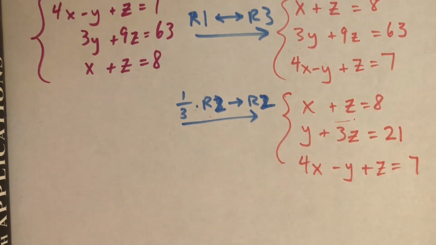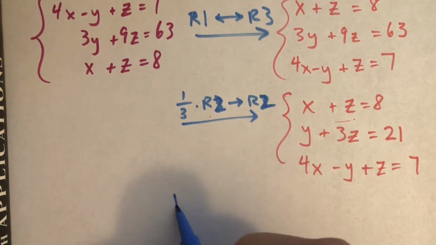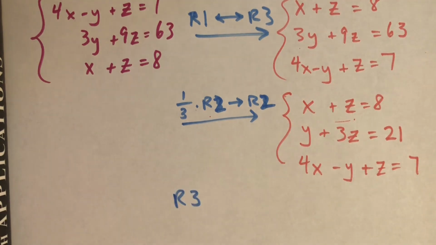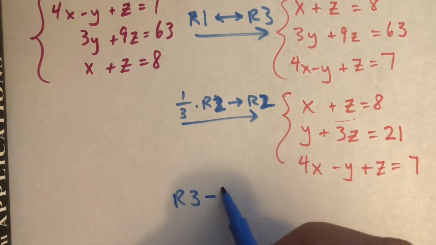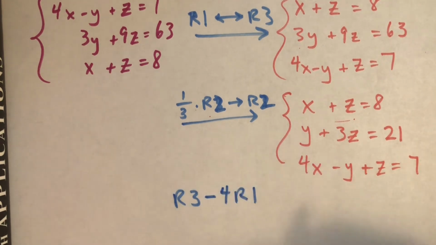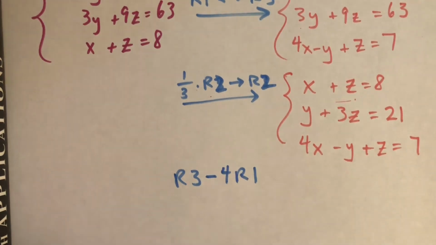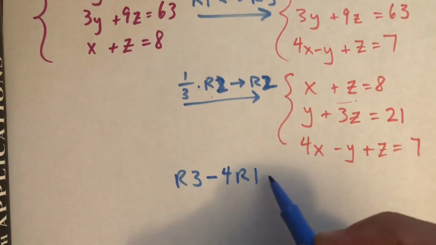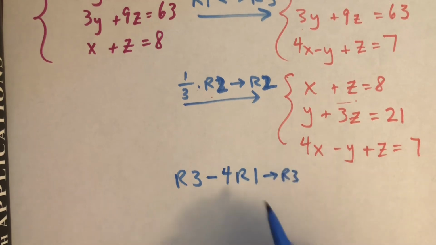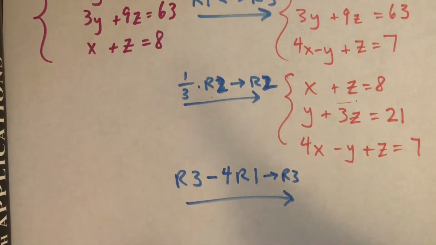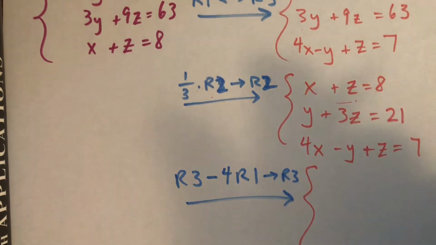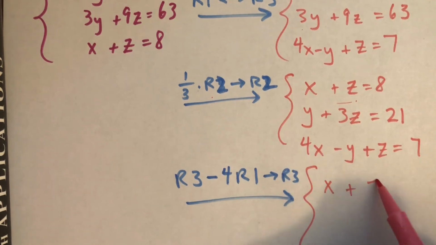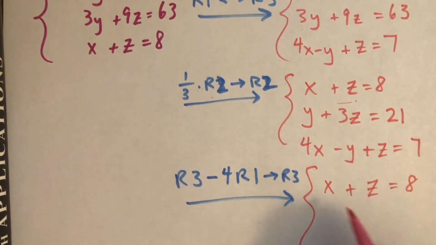So we can take now multiples of this one to get rid of that x. So if I take and I combine, I'm going to take row 3, and I'm going to subtract off 4 times row 1. So we're going to take 4 times row 1, and we're going to take that away from row 3, and I'm going to put that back in place of row 3. So rows 1 and 2, those aren't changing. Those are good. We've got a good thing going on in rows 1 and 2.